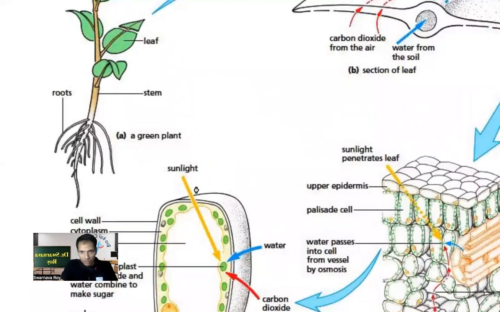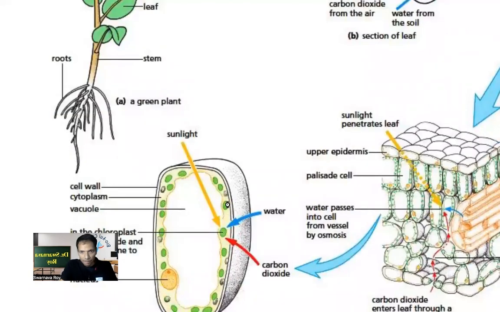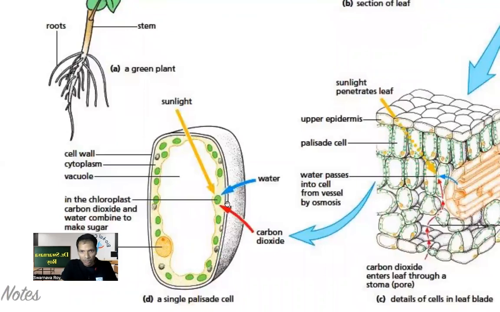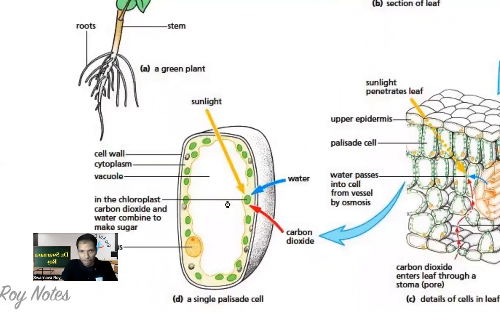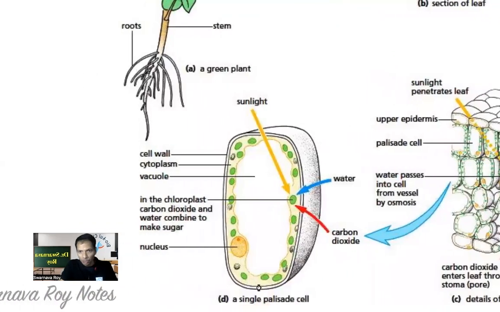So this is one mesophyll cell. We can see how the mesophyll cell has this large vacuole in the middle, and the vacuole of a plant cell has cell sap.